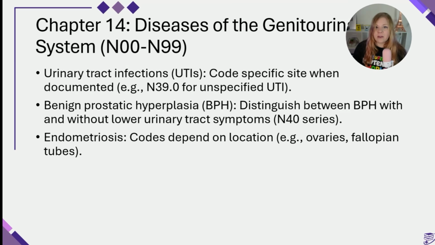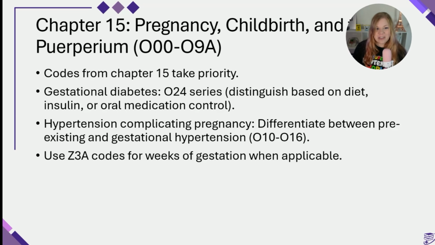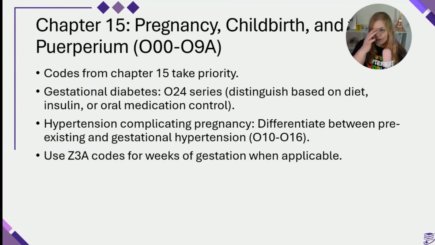And then we also have here endometriosis, and that's coded by the location. So, for example, N80.1 is for endometriosis of the ovaries. Chapter 15 is an important chapter. It covers pregnancy, childbirth, and the puerperium. And if you know one thing about Chapter 15, it's that it takes sequencing priority over all other codes. So Chapter 15, our pregnancy codes, take sequencing priority over all others.